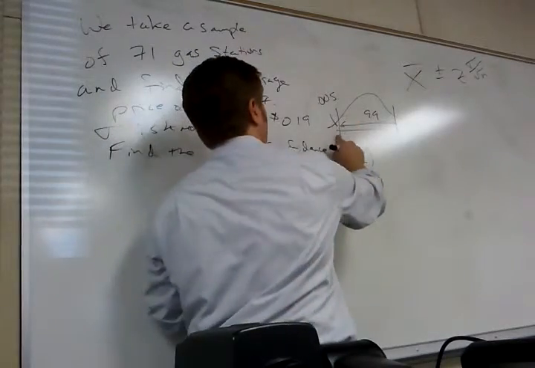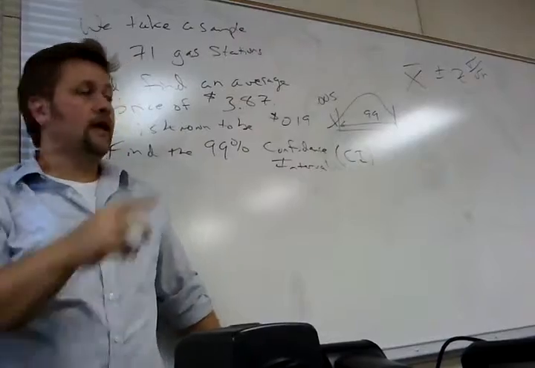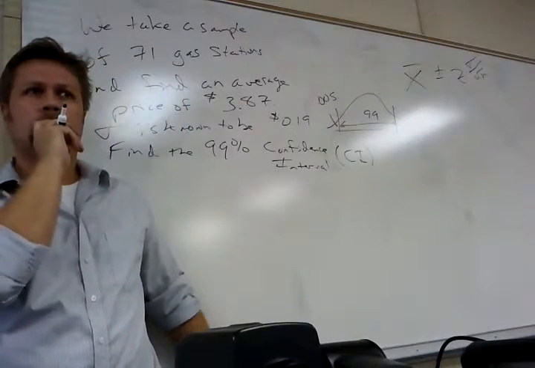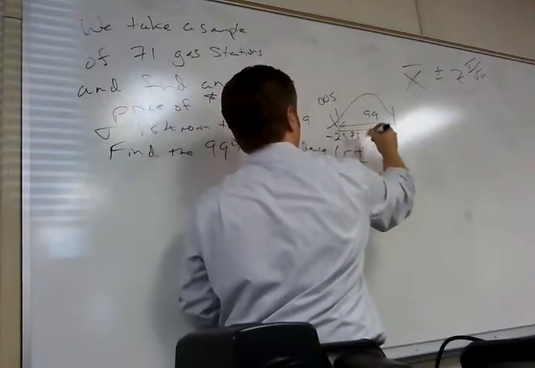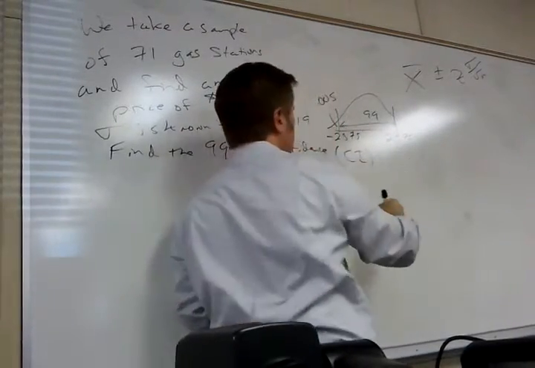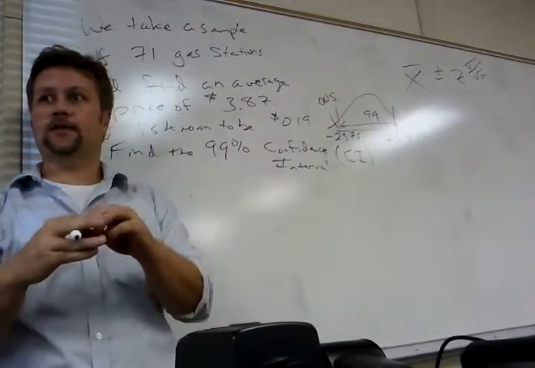Careful. Negative 0.2575. That's not a z-score, right? 2.575, yes. So my z-score that I want to use in the formula is 2.575. The plus or minus is built in.